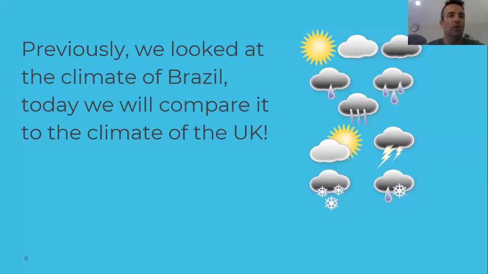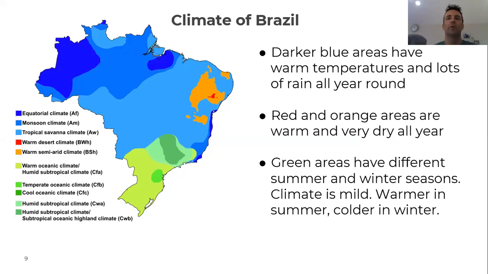So previously we looked at the climate of Brazil. And in this lesson, we're going to compare that climate with the climate of the UK. Now, first of all, we just need a little recap of what we looked at last week. So we know that Brazil is a huge country. And because Brazil is such a large country, the climate changes depending on where you are in different parts of Brazil. So on the screen in front of you, you can see a map showing different climate zones in Brazil.